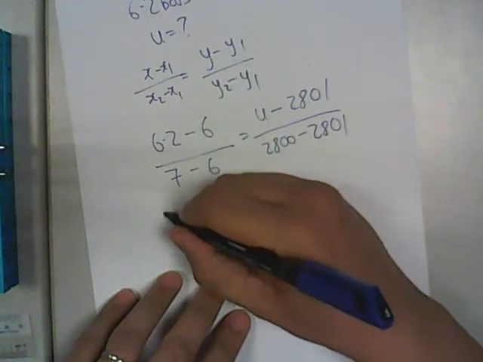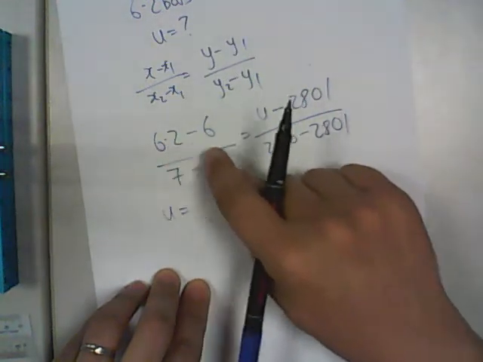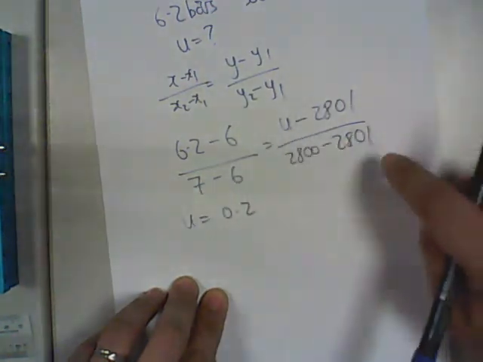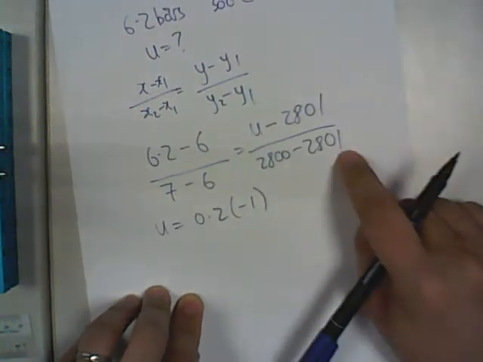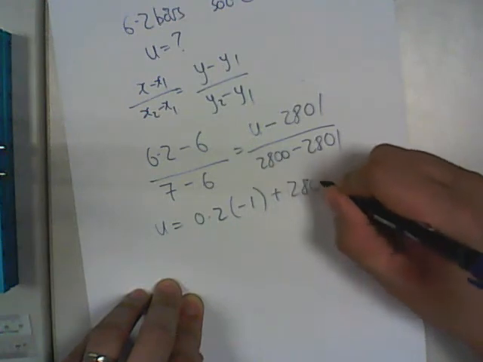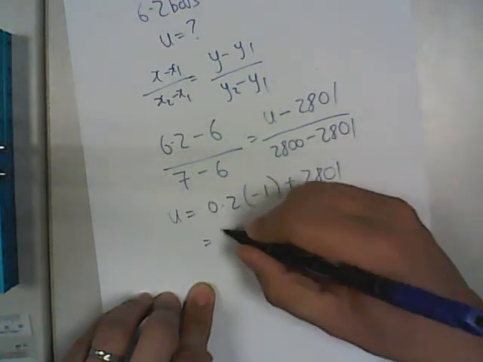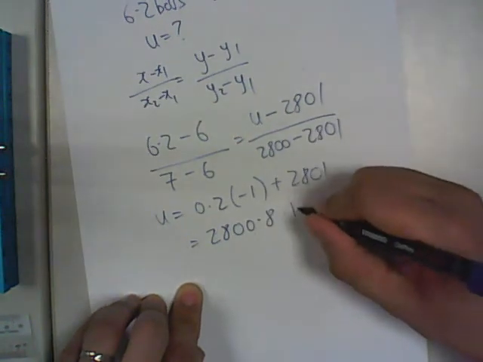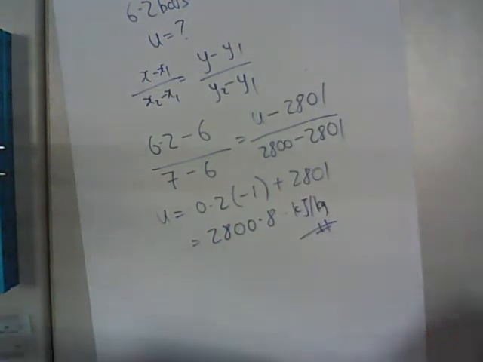Okay, so again, this is 0.2 over 1, so this is 0.2, and this minus this actually gives you minus 1, right? And you just add 2801 here. So it's minus 0.2 plus 2801. So it's 2800.8 kilojoule per kilogram. Okay.